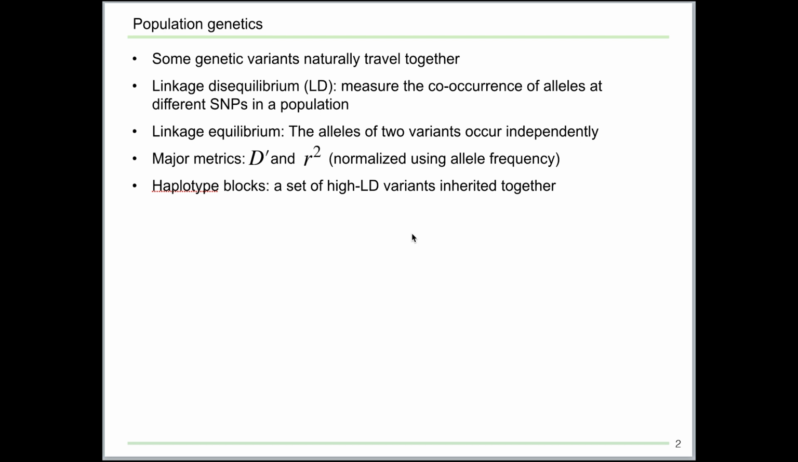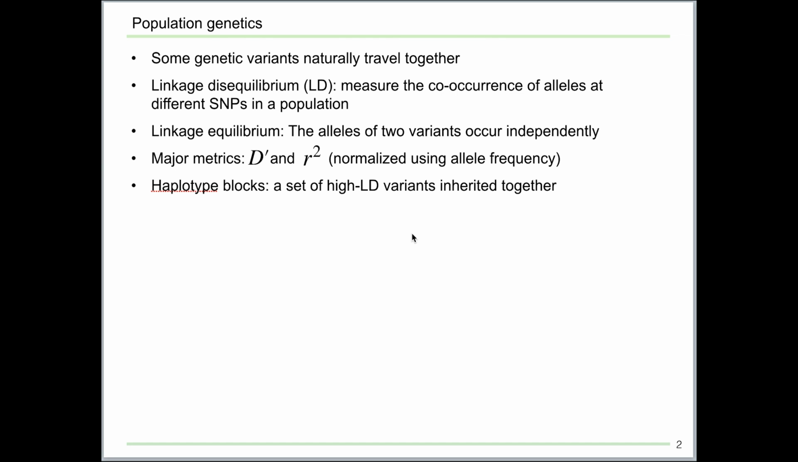The two most common metrics for measuring linkage disequilibrium, or LD, are D' and R² values. The R² values are used more often since it corrects for the marginal allele frequency of SNPs. In other words, if the R² value between a pair of SNPs is high, for example, larger than 0.8, we say the pair of SNPs are in LD and mostly they are inherited together. Similarly, when we see a cluster of SNPs highly linked with each other in terms of LD, we call them a haplotype block.